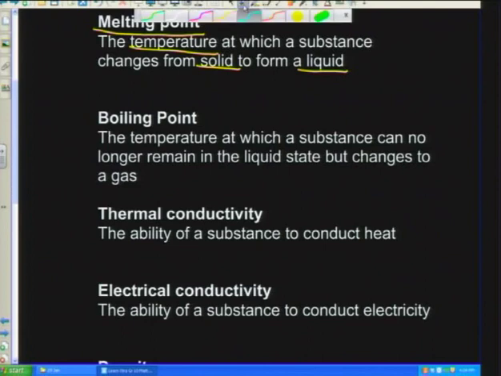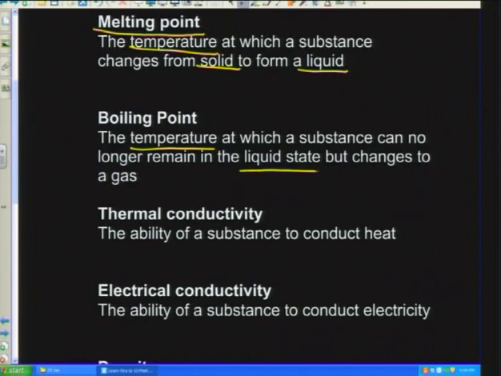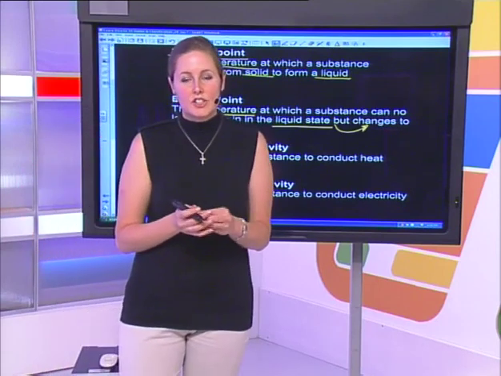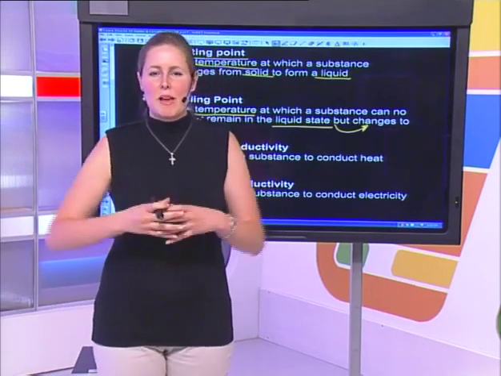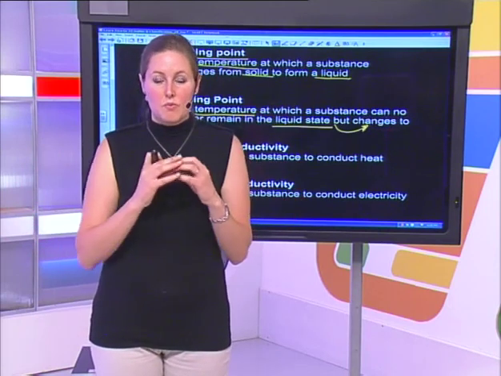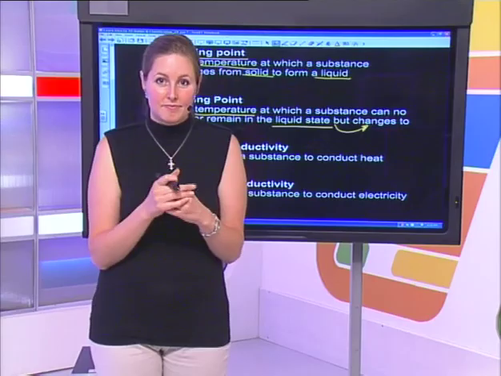Again, it's a temperature at which a substance can no longer remain as a liquid state, so it would change, a little arrow for the change, to form a gas. So here you're thinking liquid water changing into gaseous phase, maybe thinking of the kettle boiling, and you can see the liquid changing into a gas.